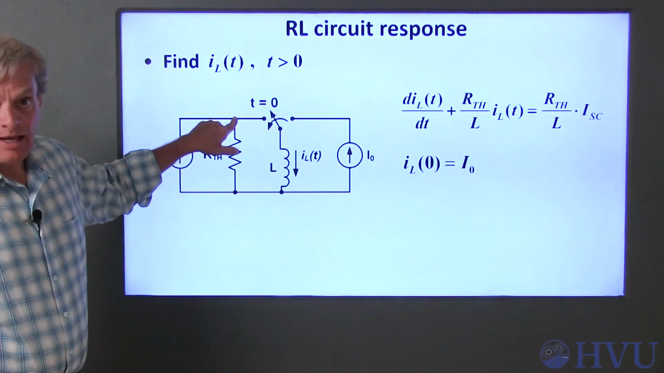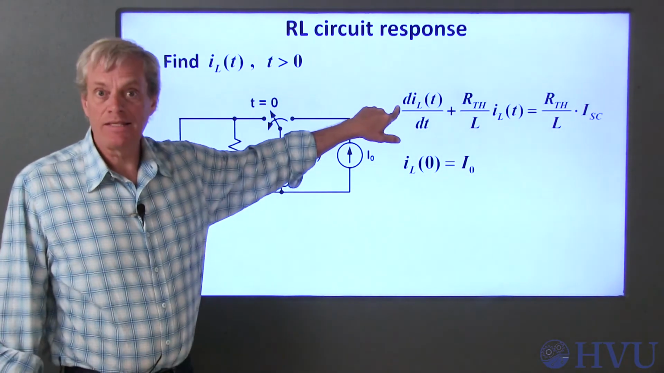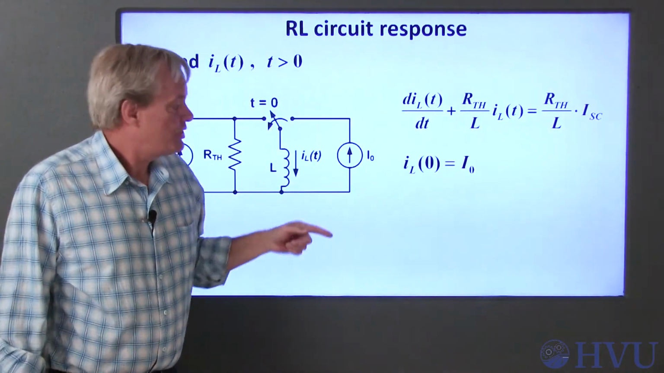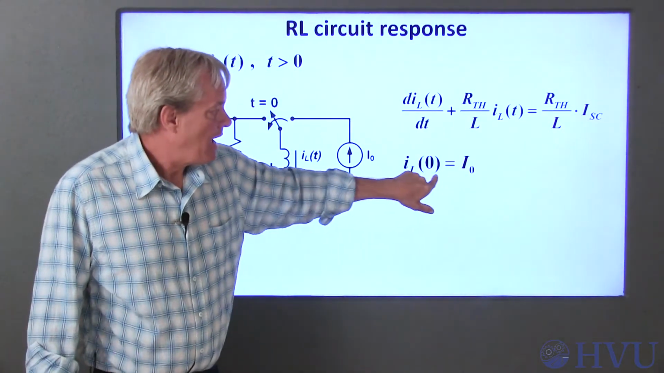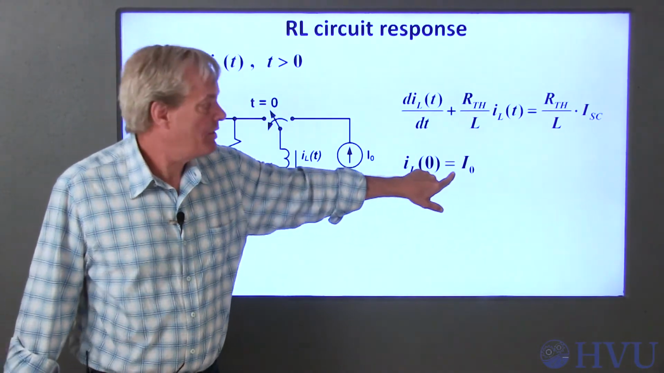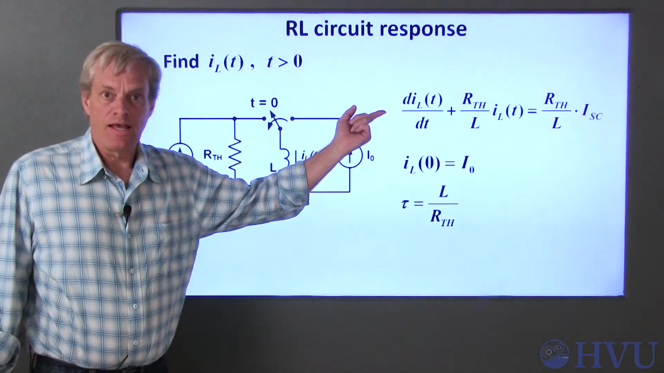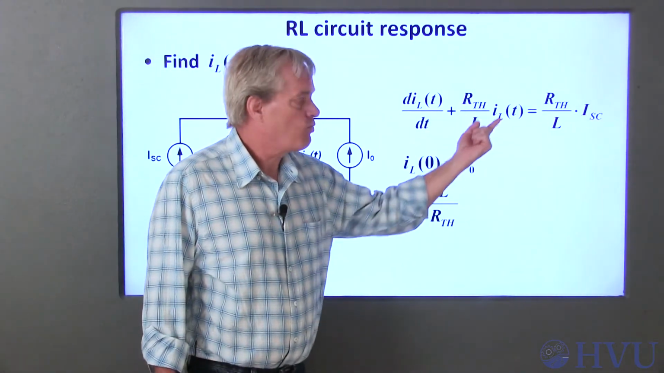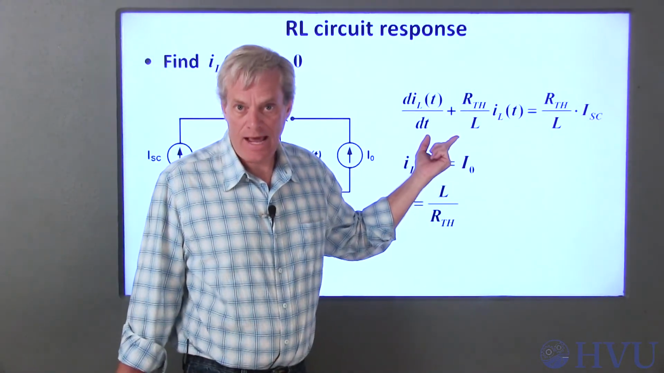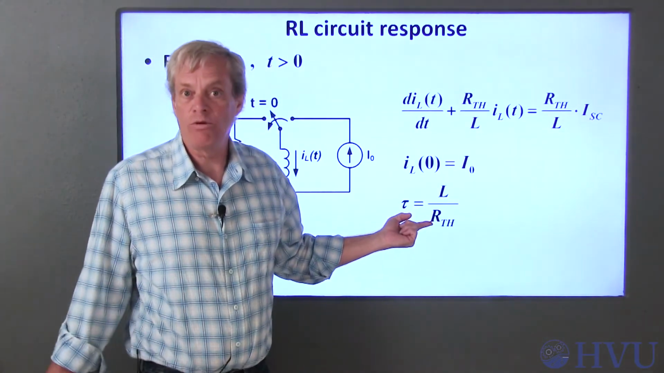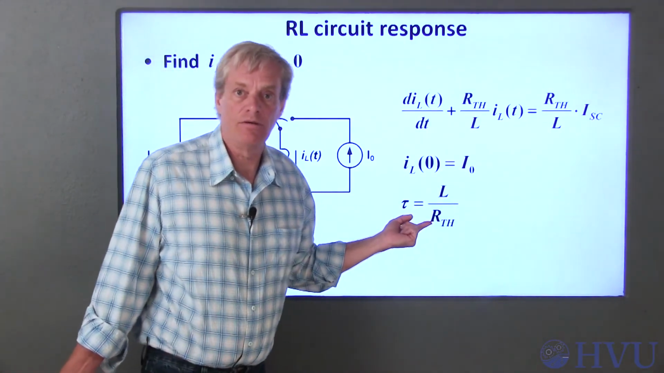Writing KCL at this node gives this as the differential equation governing the circuit for time greater than 0. The initial current through the inductor, IL at time t equals 0, is I sub 0. Since this differential equation is in standard form, this term is 1 over the time constant, tau. So tau is equal to the inductance divided by the Thevenin equivalent resistance seen by the inductor.